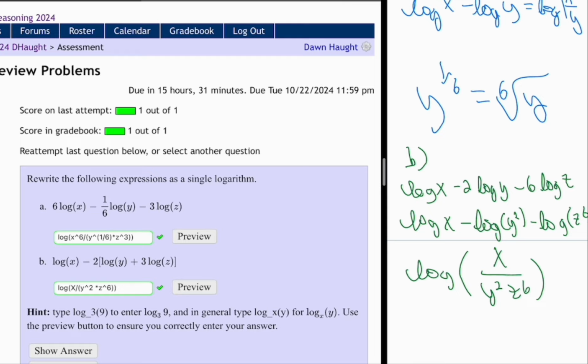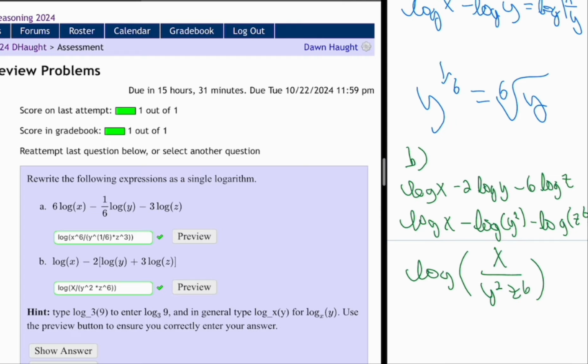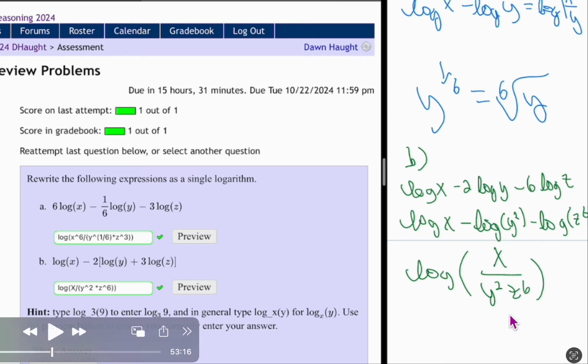Now, I wanted to discuss part B. See how this -2 is in front of the whole parentheses? Distribute the -2 in. See how I distributed it? And I got the log of x minus 2 log of y minus 6 log of z. Then I put the powers on. 2 went on the y squared. 6 went on the z to the 6th. And then all the positive stuff, so the x goes on top. The negative pieces, y squared and z to the 6th, go in our denominator. So that is a little bit about how we condense something.